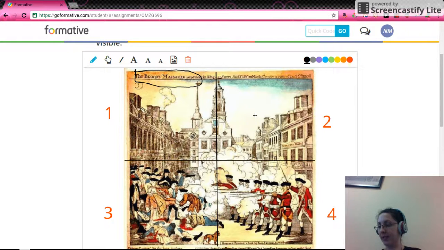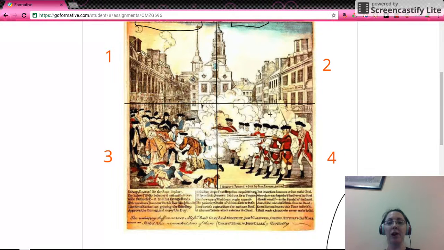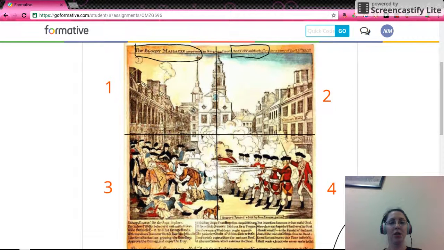Quadrant 2 or section 2, I see at the top it says Boston and March 5th. So I know this is happening in the city of Boston. So it's the streets of Boston on March 5th. And notice how I'm not necessarily pulling out every little detail. I could point out that there are buildings, that it's nighttime, but what I'm really focusing on is the most important aspect. It's a bloody massacre, and it happens in Boston.